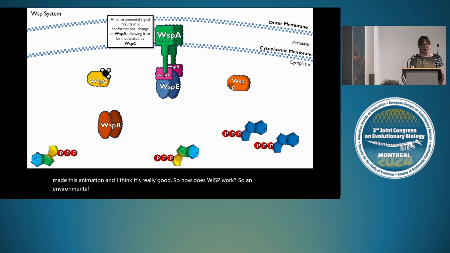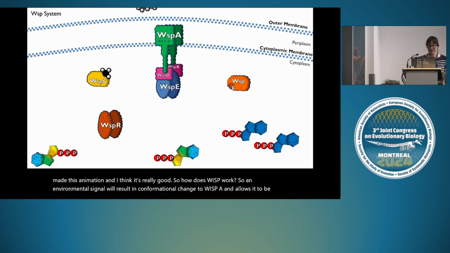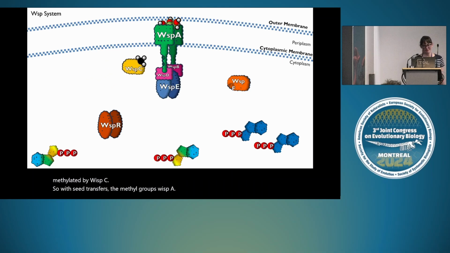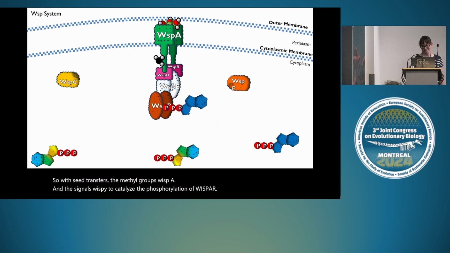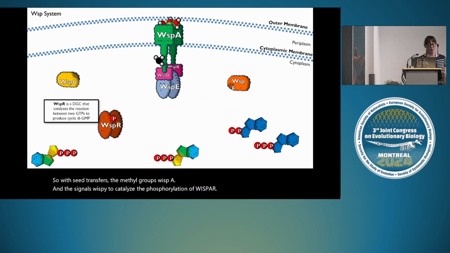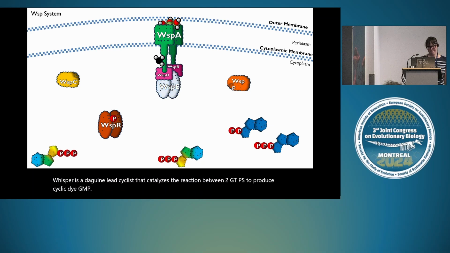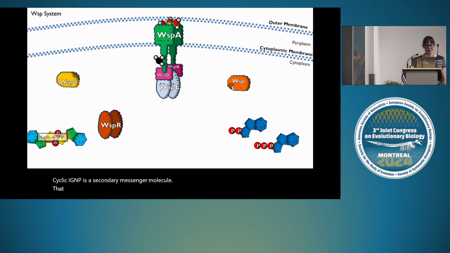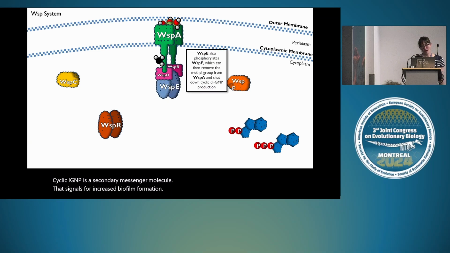An environmental signal will result in a conformational change to WISP-A and allows it to be methylated by WISP-C. So WISP-C transfers the methyl group to WISP-A. This signals WISP-E to catalyze the phosphorylation of WISP-R. WISP-R is a diguanylate cyclase that catalyzes the reaction between two GTPs to produce cyclic diGMP. And cyclic diGMP is a secondary messenger molecule that signals for increased biofilm formation. WISP-E also phosphorylates WISP-F, which can then remove the methyl group from WISP-A and shut down this pathway.